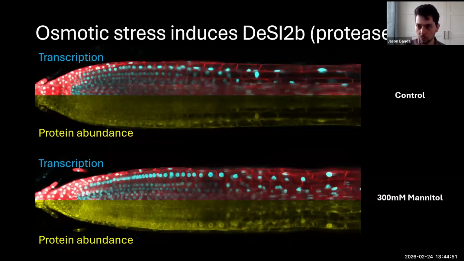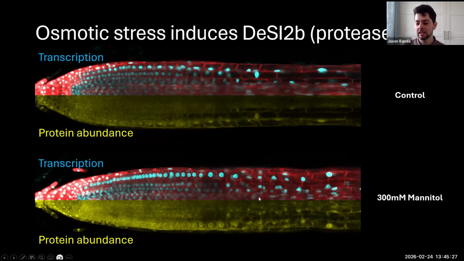And I just want to show you why this is important. Because for example, here's an example of a gene that is actually induced under osmotic stress conditions. So 3 hours after transferring to mannitol, we can see a clear induction in DESI2B. So this is a protease, so it takes off the SUMO from a target protein. And here in the top corner, you can see transcription in blue, again, and the protein abundance in yellow. And you can see a clear increase in the level of the signal after 3 hours of stress.